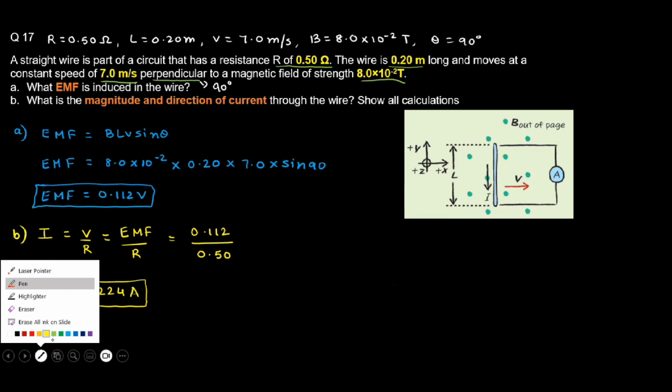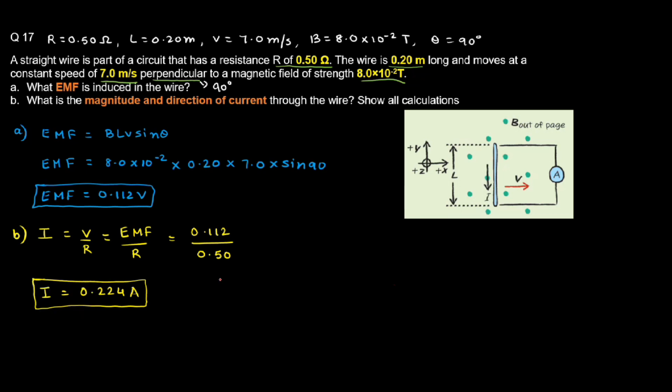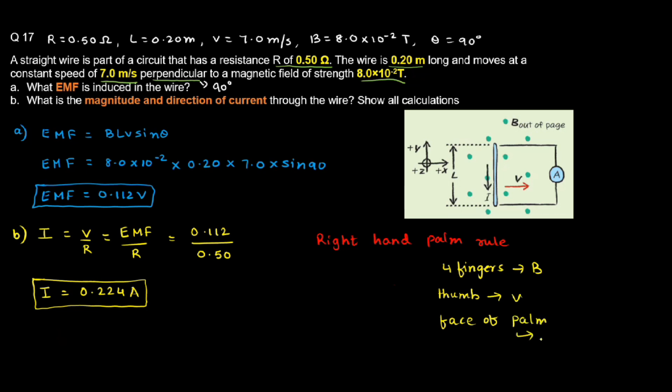Now, how do we find the direction of the induced current? To find the direction of induced current, we use the right hand palm rule. To use the right hand palm rule, your 4 fingers of the right hand must point in the direction of magnetic field. Your thumb will be in the direction of speed V, and the face of your palm will give you the direction of induced current.